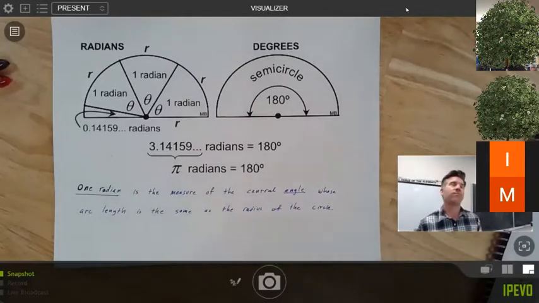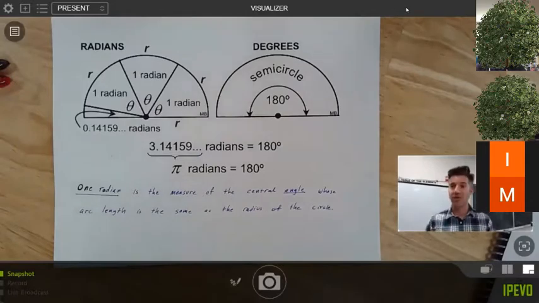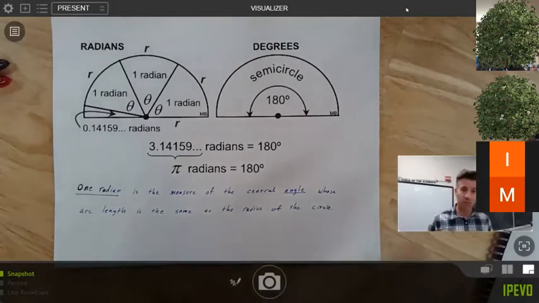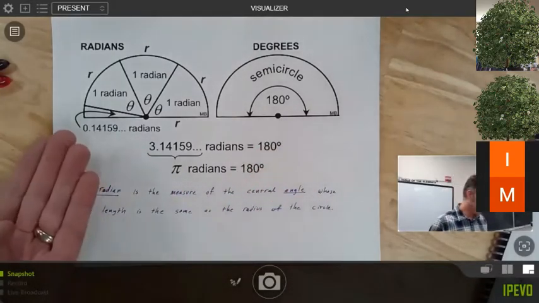There's actually more than two, but there are two systems of measuring angles that we are going to use and that most people in the world use. And that is a system of either degrees or of radians.